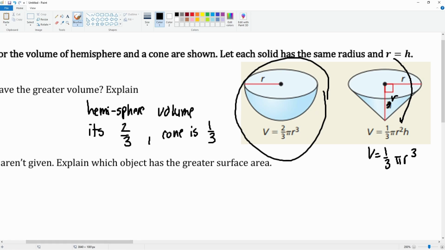Okay, so 2/3 is a bigger number than 1/3. So that's why the hemisphere will have a bigger volume. Hemisphere volume is bigger.